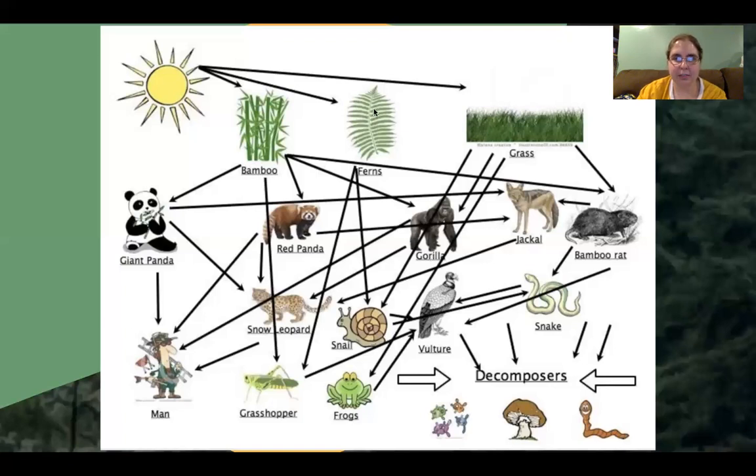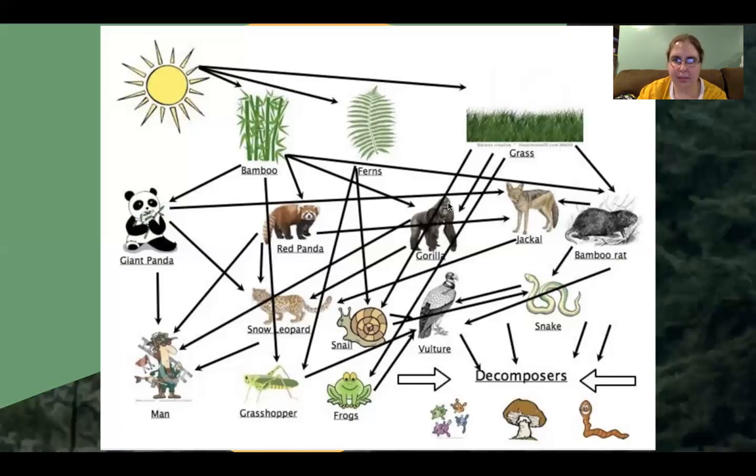Let's move on to the ferns. Ferns can get eaten by the grasshopper, which can get eaten by the vulture. Ferns can also be eaten by the snail, which can be eaten by the snake, which can be eaten by the vulture. All right. Grass can be eaten by the snail, which can be eaten by the vulture. And grass can be eaten by the snail, which can be eaten by the snake, which can be eaten by the vulture.